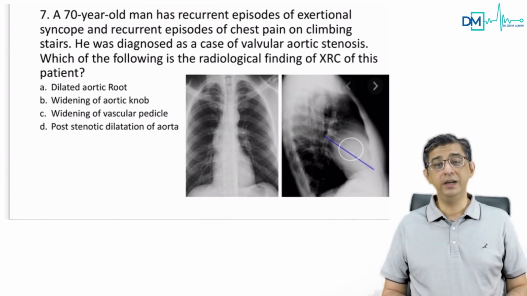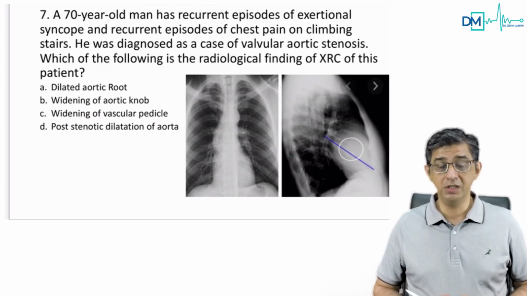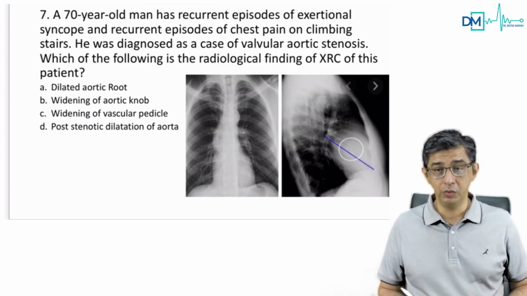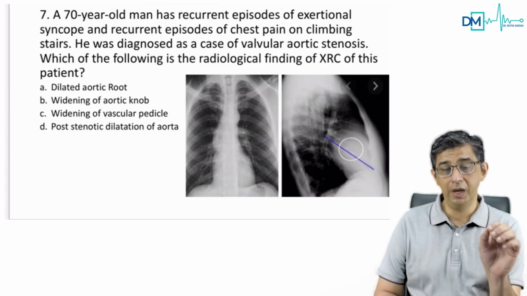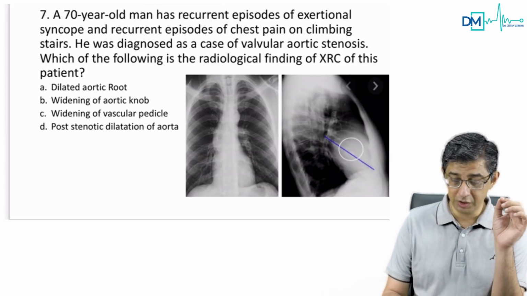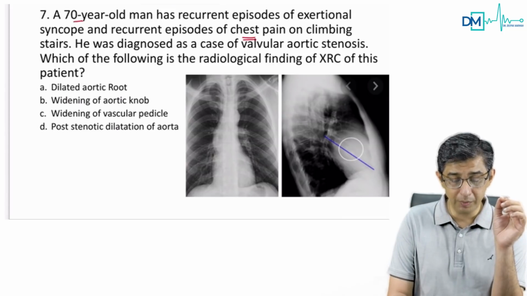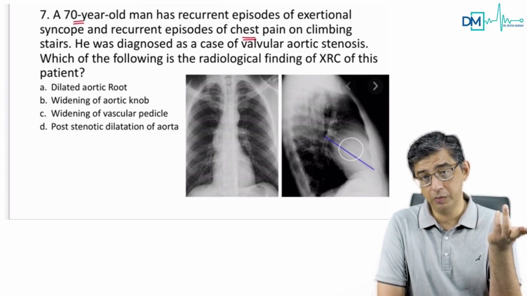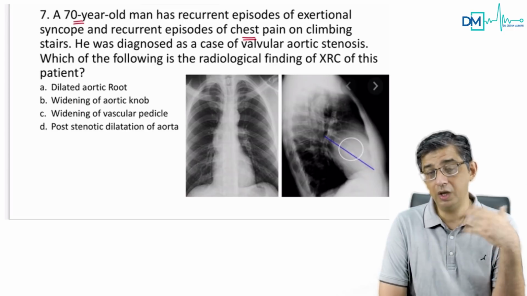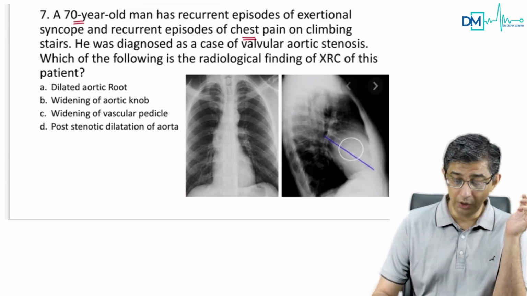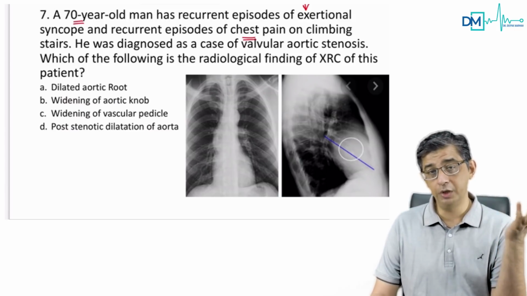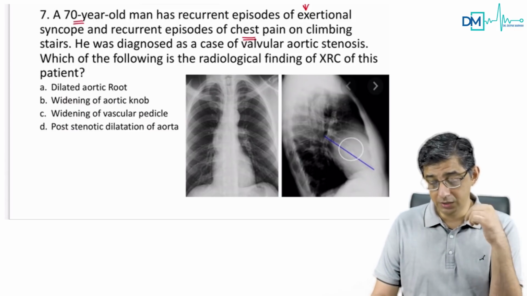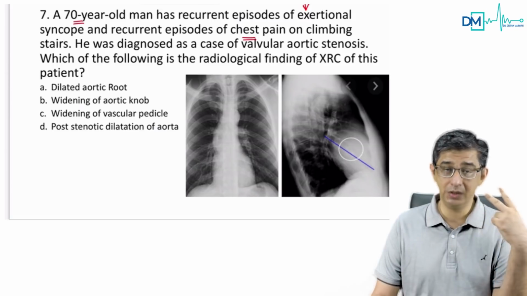The next one was slightly a difficult one. This talked about a 70-year-old man with recurrent episodes of exertional syncope. The moment you read about an old man and you think that there is chest pain occurring, you have to think in terms of possible blockages in the coronary artery of the person. But people who are having blockages in the coronary artery usually present to you not with exertional syncope, they usually present with chest pain. But in this guy, there are two things given. There's chest pain, there's exertional syncope.